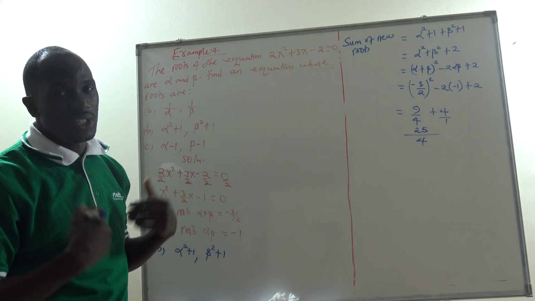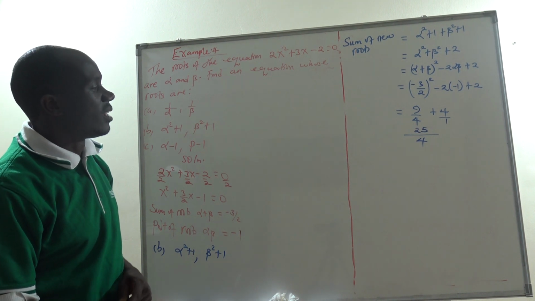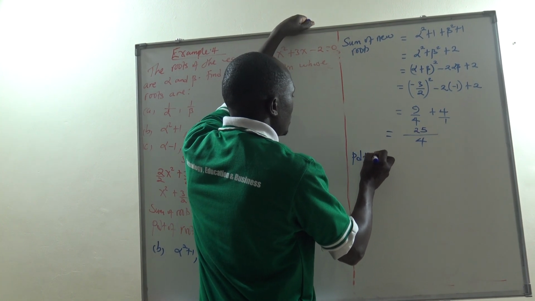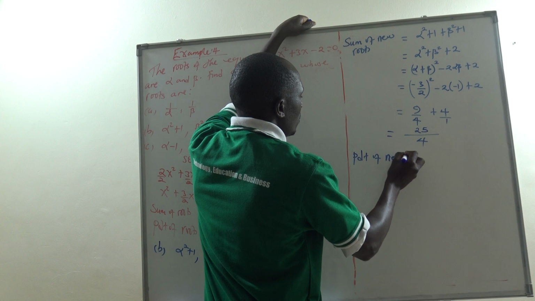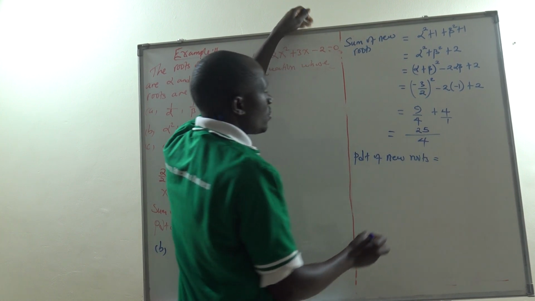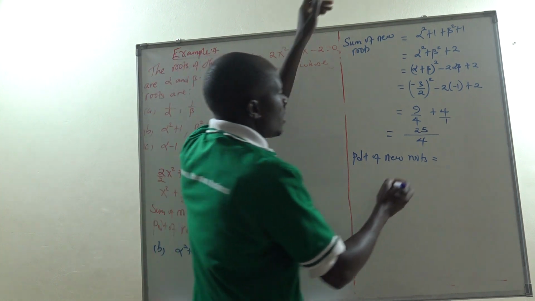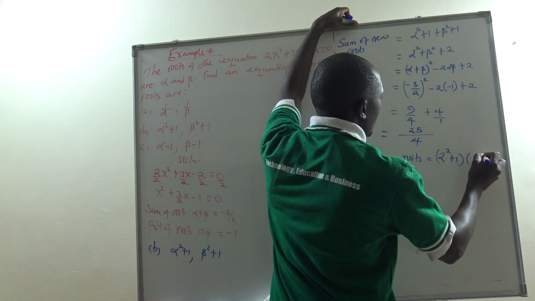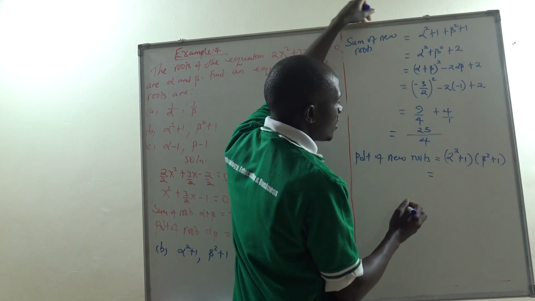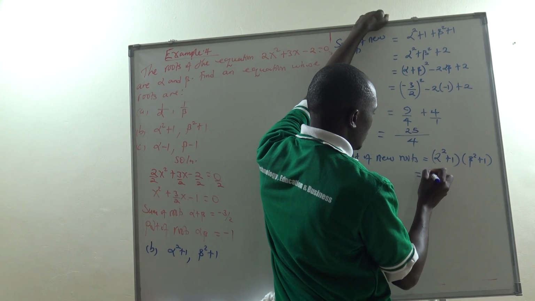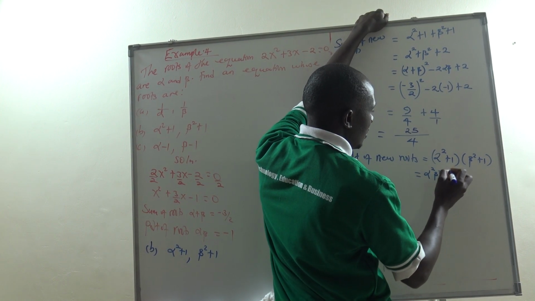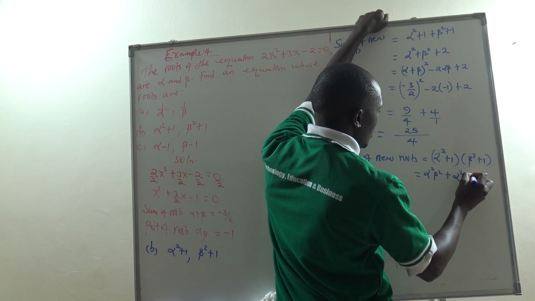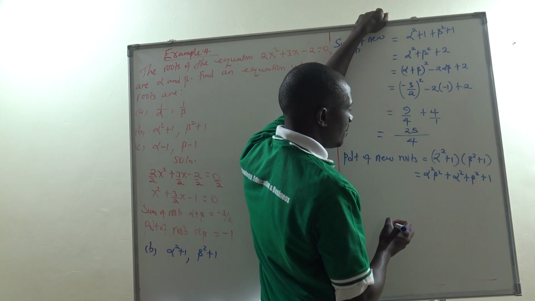When you say 9 plus 16, you are coming out with 25 out of 4 as the sum of new roots. We'll also look at the product of new roots. We are going to multiply those two: alpha squared plus 1 into beta squared plus 1. We open the brackets. This one is going to be alpha squared beta squared, plus alpha squared plus beta squared plus 1.